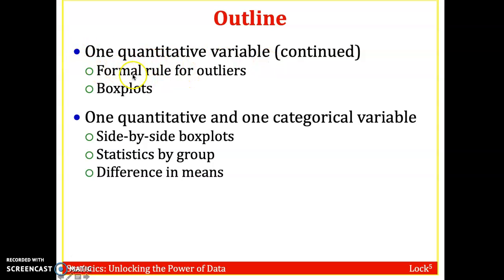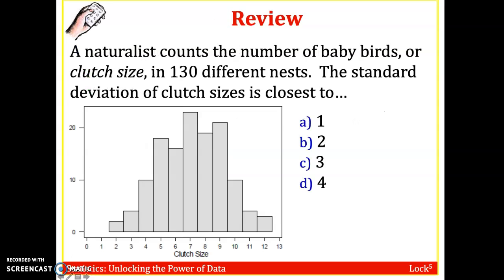And finally, we'll get to the formal rules for outliers, some formal formulas to figure out if a data point is an outlier or not. We're going to look at box plots, another way of visualizing one quantitative variable. Then we'll look at side-by-side box plots, statistics by group, and then compare difference of means for comparing two groups and two quantitative variables. But first, let's do a quick review question.